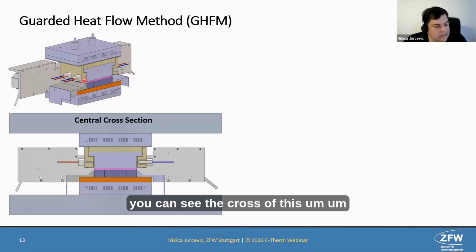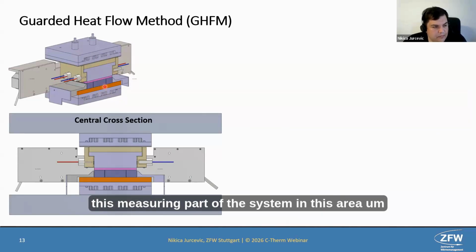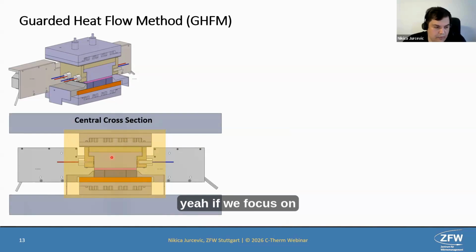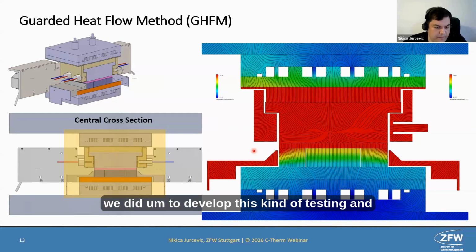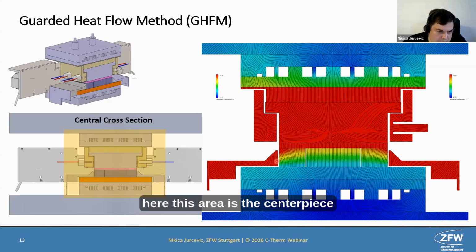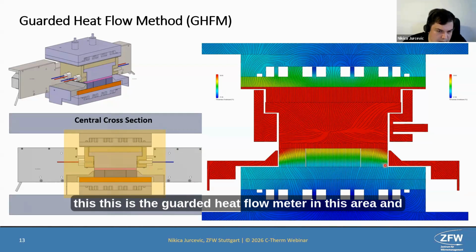Now you can see the cross section of this measuring part of the system in this area. If we focus on this area, you can see a thermal simulation, which we did to develop this kind of testing. And here, this area is the centerpiece. This is the guarded heat flow meter in this area.